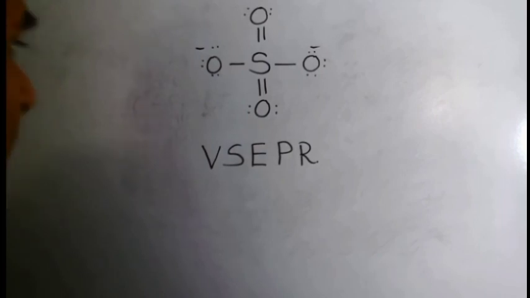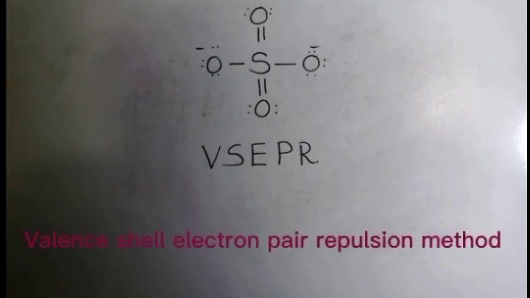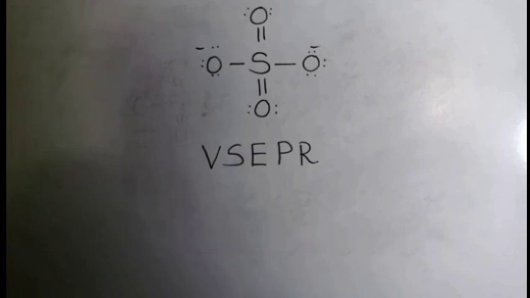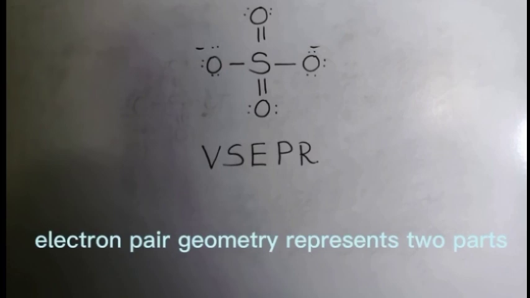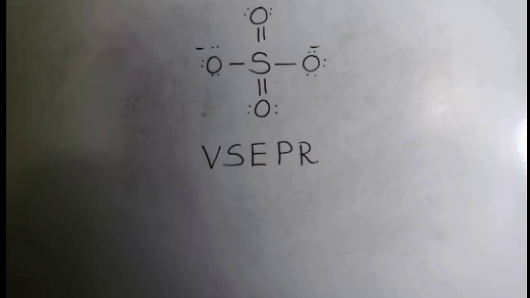Now in this section, we are going to analyze the geometry of sulphate ion. For this we use the VSEPR model. It implies valence shell electron pair repulsion method. When we consider geometry, we can divide that into two parts: the geometry of electron pairs and the geometry of bonding pairs.